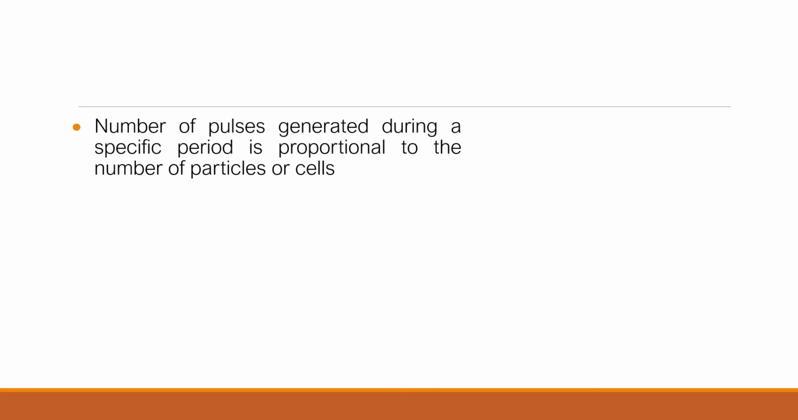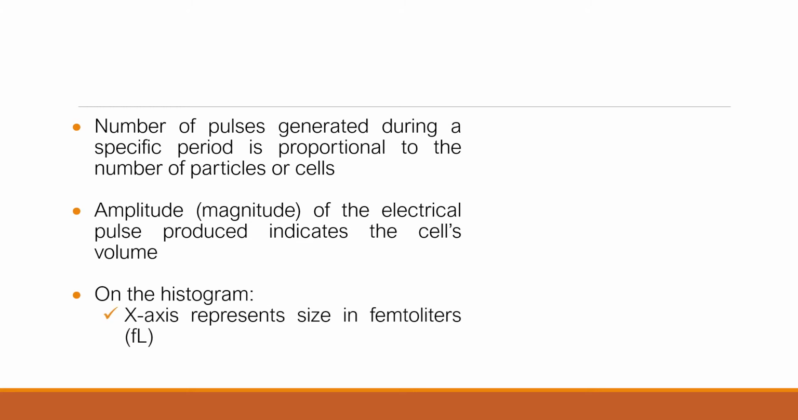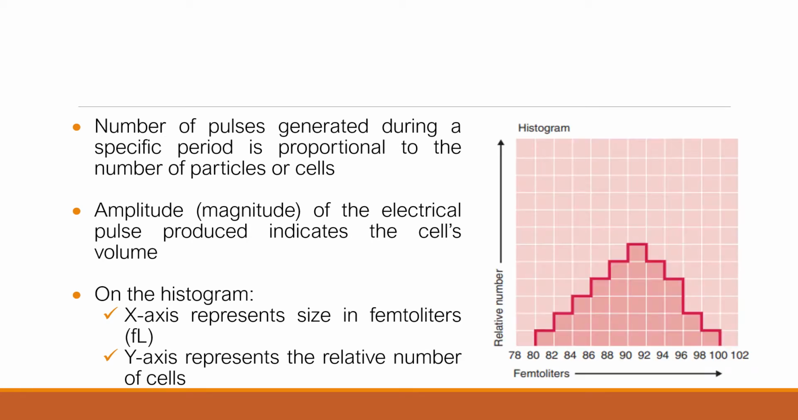The number of pulses generated during a specific period is proportional to the number of particles or cells. Say for example, if there are 16 pulses generated, that is also equivalent to 16 particles or cells detected. The amplitude or magnitude of the electrical pulse produced indicates the cell's volume. On the histogram, the x-axis represents the cell size in femtoliters and the y-axis represents the relative number of cells detected. So this is the histogram.